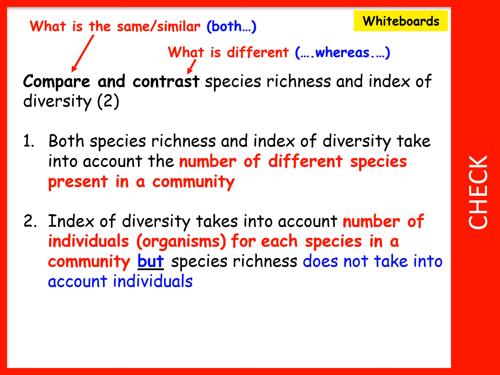So both have the number of different species, but index of diversity only takes into account the numbers of individuals for each of the different species, whereas species richness does not.